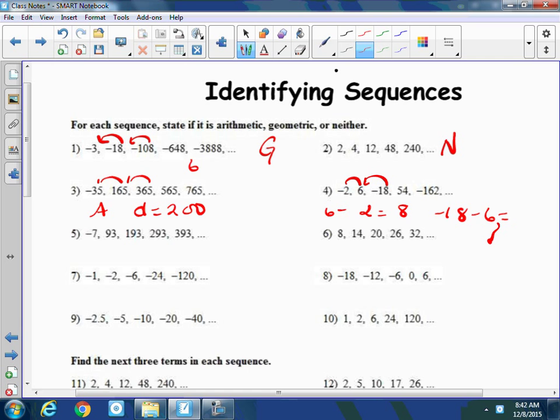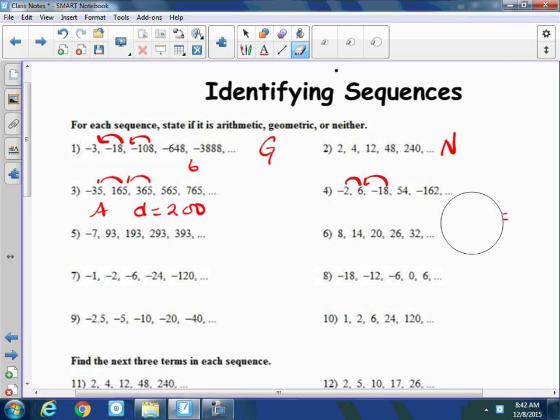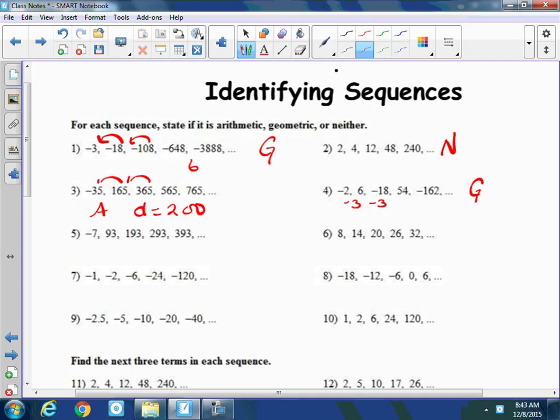Okay. So let's divide. 6 divided by negative 2? Negative 18 divided by 6? Alright, so it seems to be negative 3, right? Yes. So do negative 18 times negative 3 to get 54. See if you get that. Yes. So which means that my common factor would be negative 3. So this would be what? Geometric. There you go. You're getting the drift.